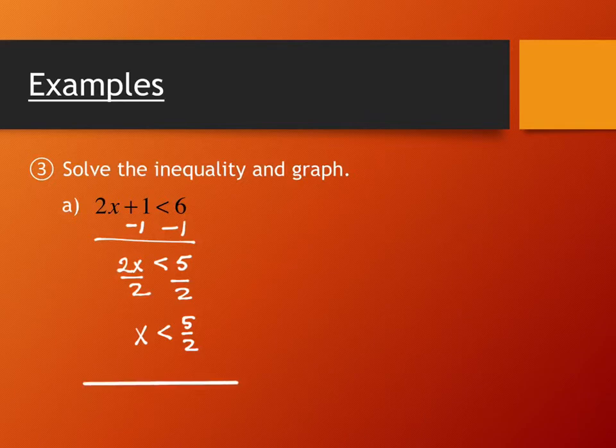So here's our number line. The only value I need to put on there is 5/2. Will I shade to the left of 5/2 or to the right of 5/2? Left, because it says less than.